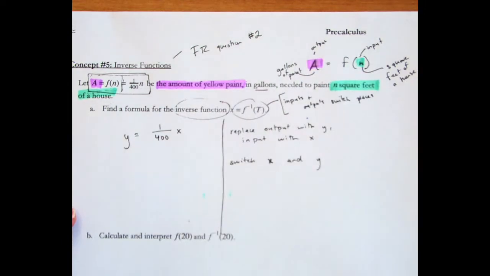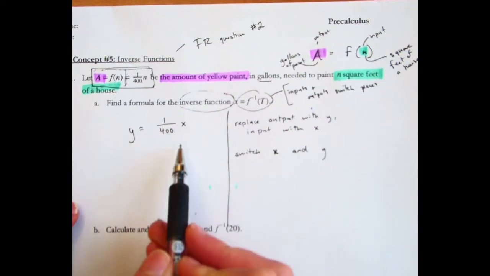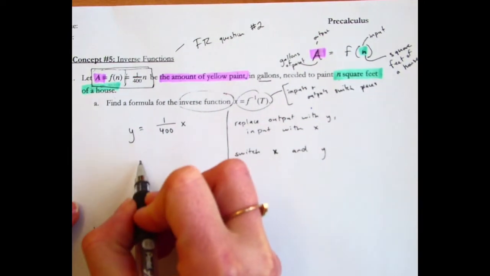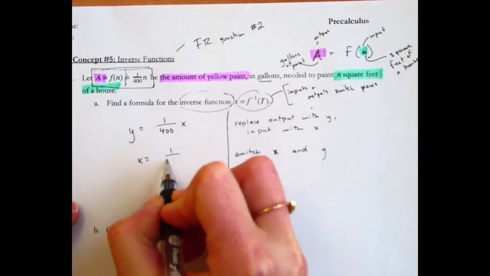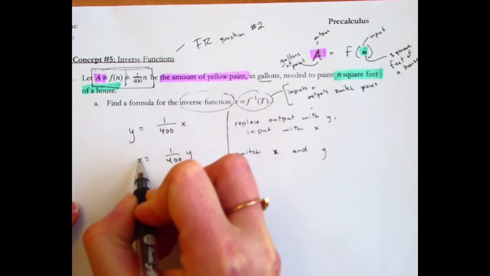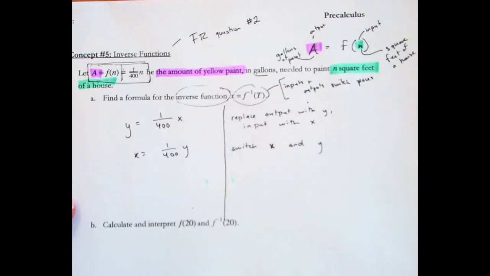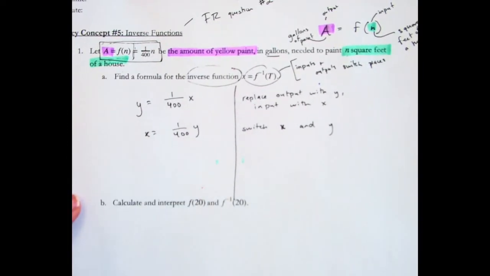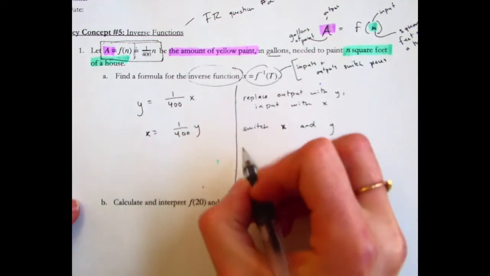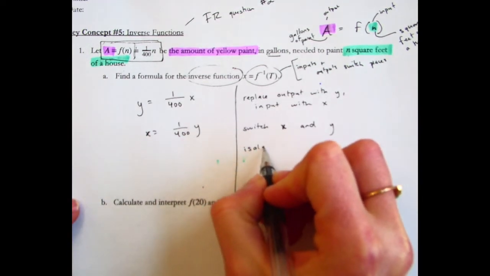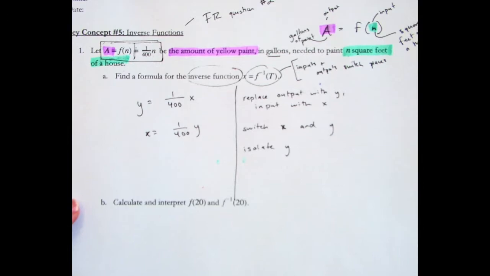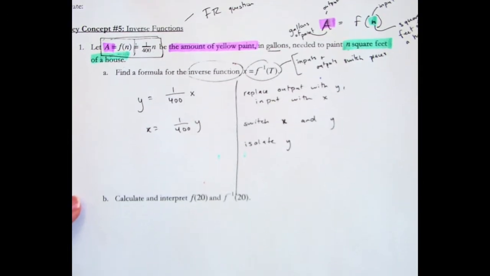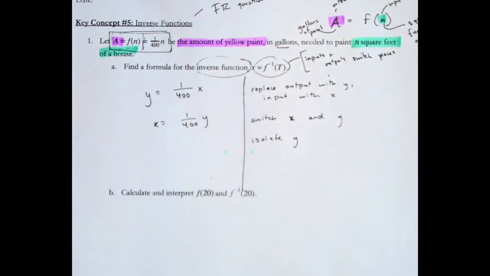Okay, so what would this equation look like if we switch x and y? Well, we'd have x equals 1 over 400y. All right, and there's our inverse function. It's an equation that relates x and y. We're going to isolate y because it's just going to look better that way. And that's how we're used to seeing math equations written, is with y isolated on one side.